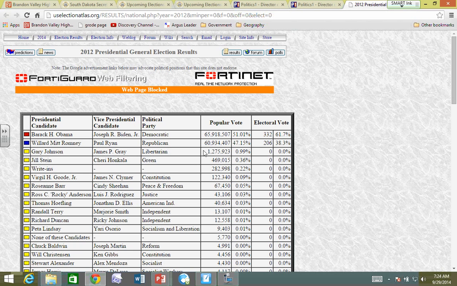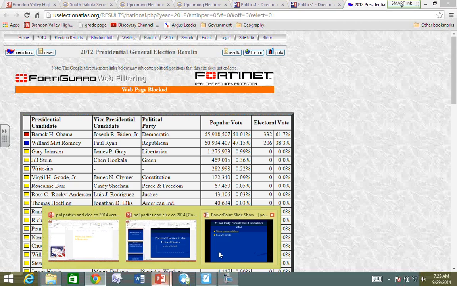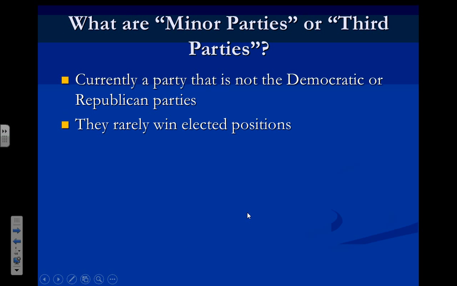So Gary Johnson of the Libertarian Party actually received 1.2 million votes in the United States. Now, the winner got 65 million, almost 66 million. But it's not like Gary Johnson got no votes. Jill Stein got 469,000 votes. But they're not getting enough votes to come close to winning. That's why we consider ourselves a two-party system, even though we technically have many different political parties. A minor party or a third party currently is any party that's not the Democrats or Republicans.